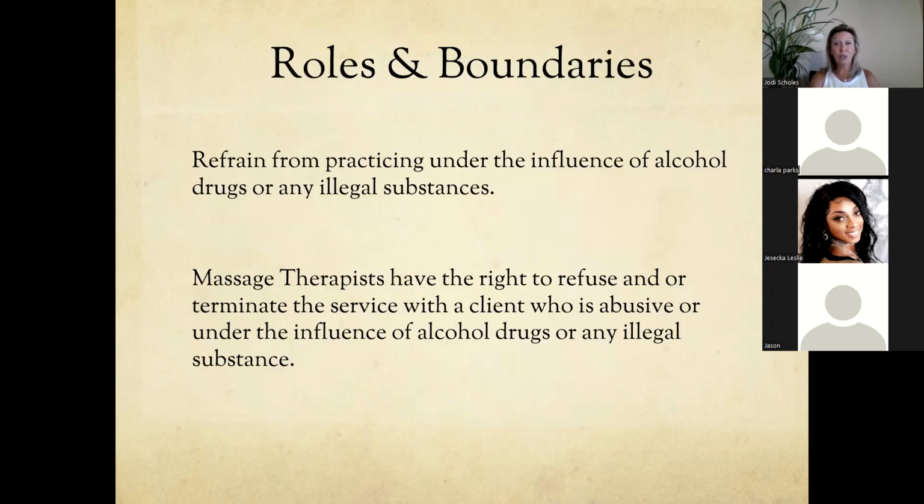Roles and boundaries also include refraining from practicing under the influence of alcohol. And also our right to refuse service for anyone who may have been using alcohol, is under the influence, seems not quite right, or who's just being rude or abusive. So roles and boundaries include us agreeing to not practice massage after we've been drinking or smoking, and then also our right to refuse working on someone.